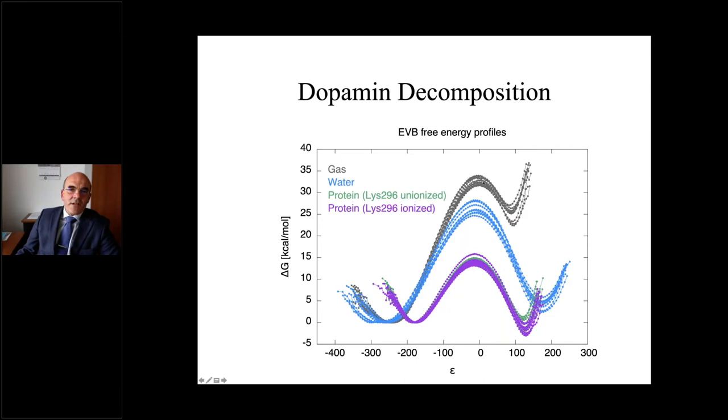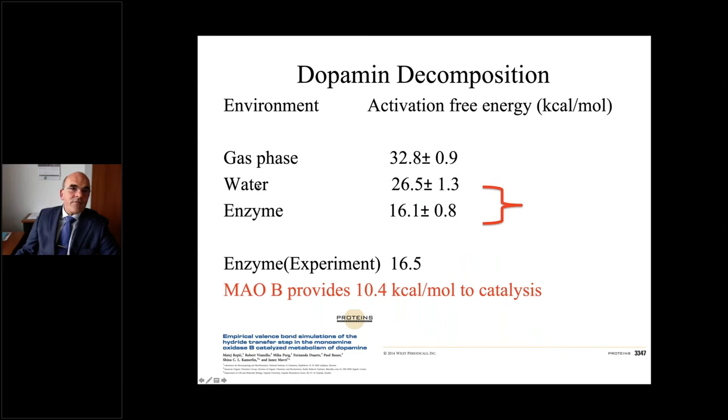Okay, here are the results. In the gas phase, the reaction will not proceed. The barrier is 35 kcal and the reaction is uphill. In aqueous solution, the barrier goes down to 28 kcal, while in the protein environment, we have a barrier that is perfectly comparable with the experiment. You see it's slightly exothermic, and that's good, since enzyme reactions may not be too exothermic, since this is one way they are controlled. If the population of products is increased too much, the reaction goes back. So by subtracting the barrier in aqueous solution from that in the enzyme, we can see that MAO B provides 10.4 kcal to catalysis. So here we are talking about dopamine decomposition.